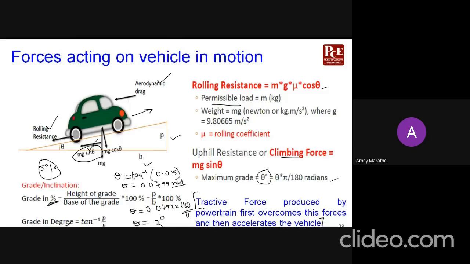So whatever energy I draw from the battery, and whatever tractive force my motor produces, first all these three forces will consume that, and only then can my vehicle accelerate. Say for example, if theta is 0, if your vehicle is moving on a flat road, then you will be left with only two components. One is aerodynamic drag and the other one is rolling resistance. So that is how it is.